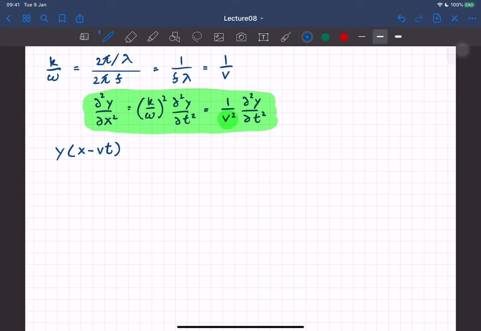Okay, so any function that has this form is a wave. For example, e to the minus (x minus vt) squared, or even (x minus vt) squared, which is a really strange wave, but mathematically it's fine. So anything that you can write in this form is actually going to solve the wave equation, right?